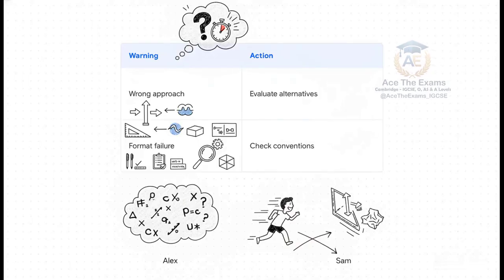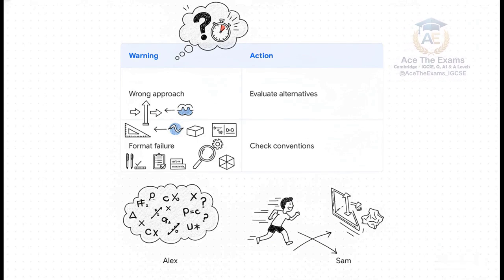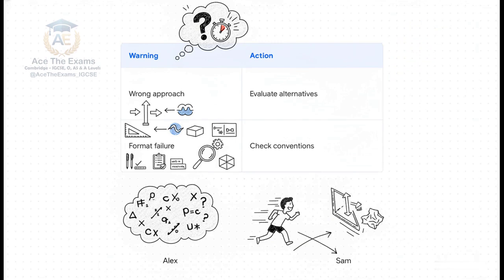All right, I want to make this a bit interactive. Start a mental 30-second timer in your head right now. I want you to cross-reference this strict examiner convention table with your own recent past paper attempts. Spot the flaw in your own style. When you face the wrong approach warning, your required action is to evaluate alternatives before you even start writing. Did you pause and think, wait, is this a wave question or a particle question?